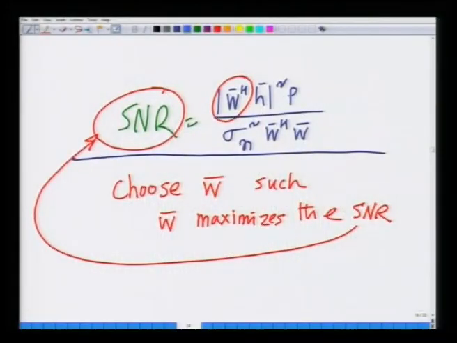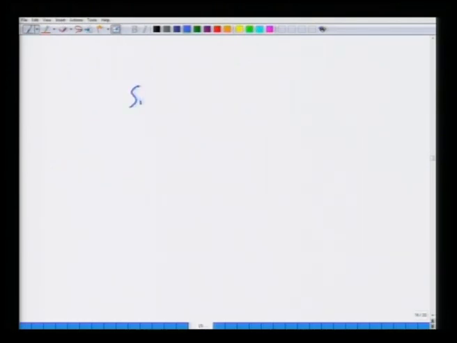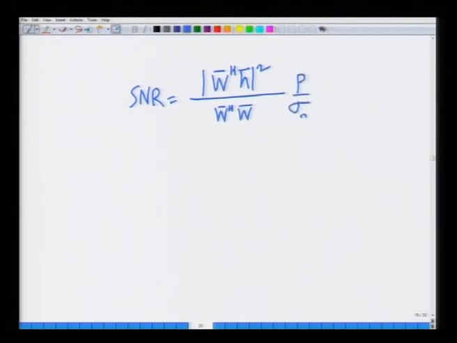Notice here in this SNR expression that I can isolate the term corresponding to W bar and write this as SNR equals magnitude W bar Hermitian h bar squared divided by W bar Hermitian W bar, into P over sigma n square, and this is the term I want to maximize.